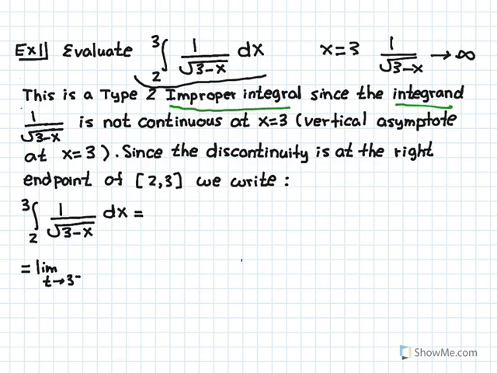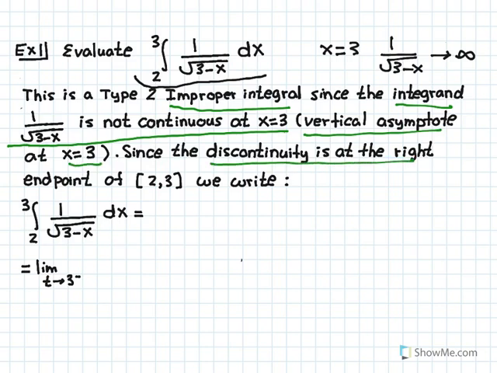Since the integrand, 1 over root 3 minus x, is not continuous at x equals 3, we have a vertical asymptote at x equals 3. Since the discontinuity is at the right endpoint, we write the integral from 2 to 3 of 1 over root 3 minus x dx equal to the limit as t approaches 3 from the minus side of the integral from 2 to t of 1 over root 3 minus x dx.